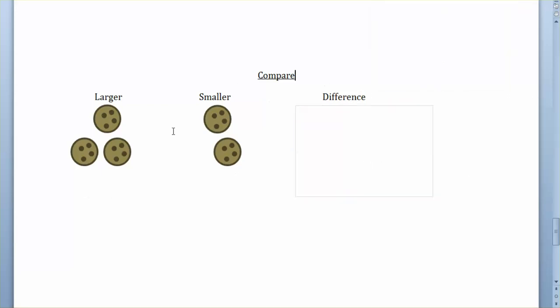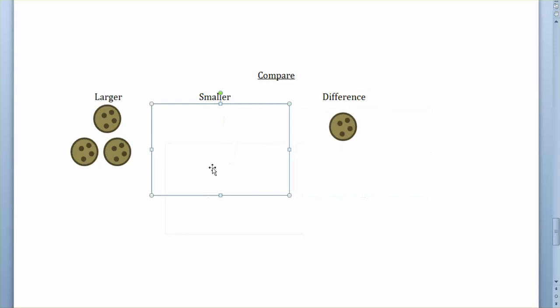We might not know the difference. The question would be, Dr. Ross has 3 cookies, Dr. Lucas has 2, how many more does Dr. Ross have? We also might not know the smaller group. Dr. Ross has 3 cookies, Dr. Lucas has some cookies. If Dr. Ross has 1 more, how many does Dr. Lucas have?